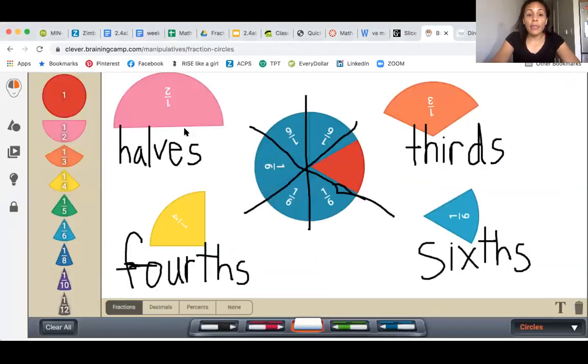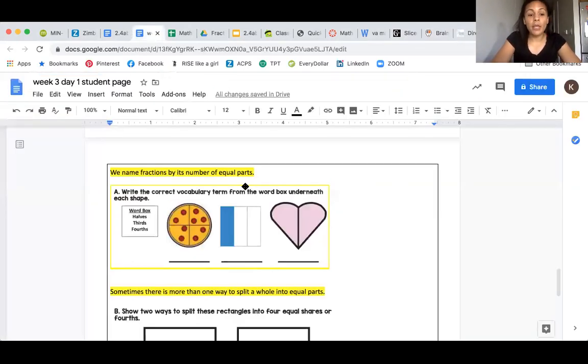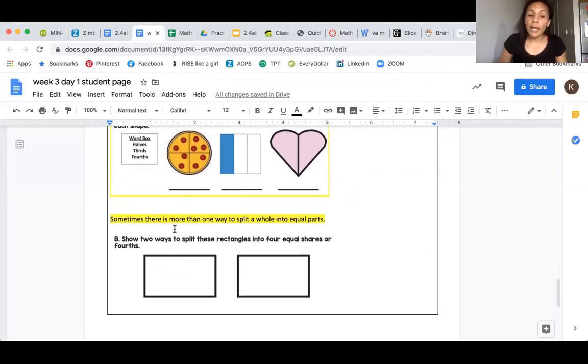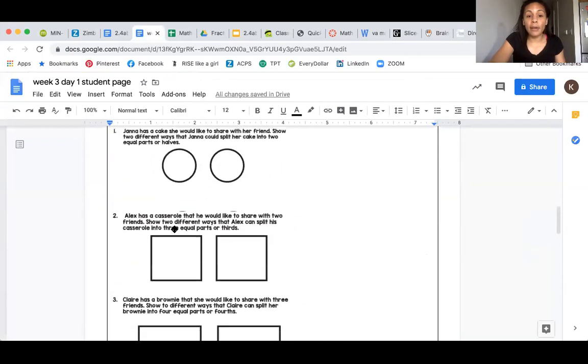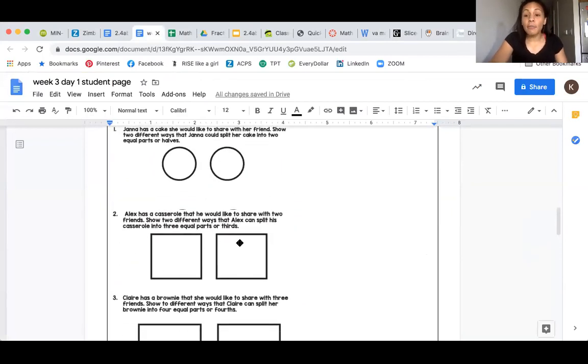For example, when I split the whole into 2 parts, it was called halves. When I split it into 3 parts, it was called thirds. When I split it into 4 parts, it was called fourths. And when I split it into 6 parts, it was called sixths, okay? All right, and lastly, we learned that there are sometimes more than one way to split or partition a whole into equal parts. Okay, so for example, just like we practiced up here, there was more than one way to make those equal parts.